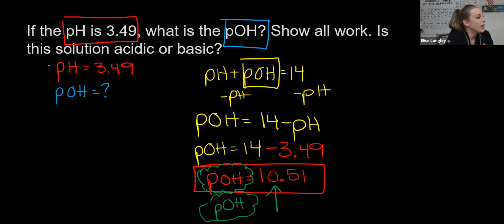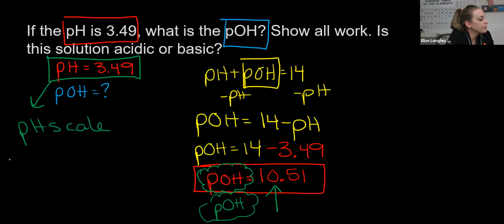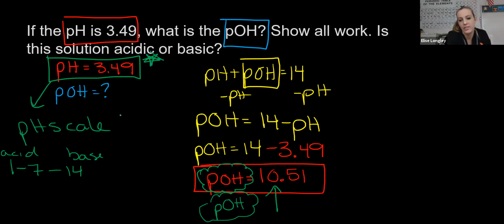So pOH, our scale that we've been using is based in pH. It's the pH scale. So what you've learned as 1 to 7 to 14, base and acid, is based off this number. pOH is the opposite of pH. So use pH when you're figuring out if things are acidic or basic. So I'm going to ask again, do you think it's acidic or basic?